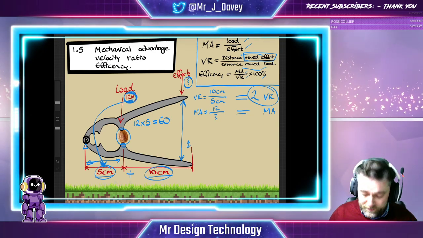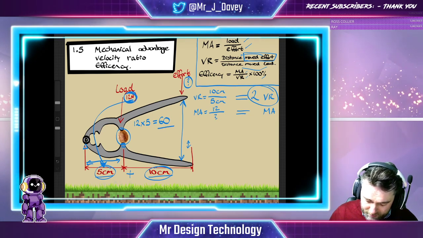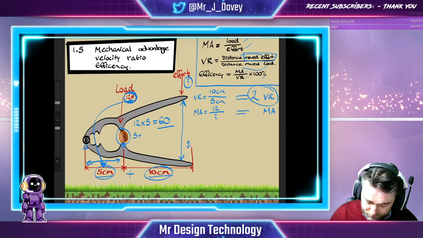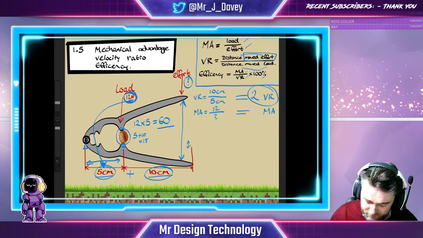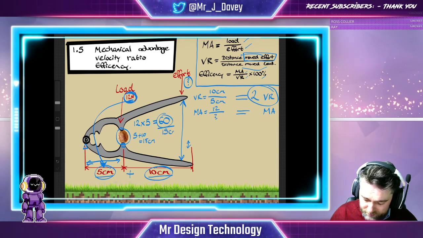Of course that gives us 15, so what I can do now is divide that by our 15. If we're not sure what's happening here, we're going to go 5 plus the 10, which will give us 15 centimeters, and I'm going to divide the 60 by the 15 centimeters.